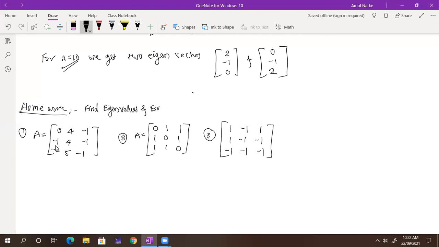Sir, what is the 3-1 element for the first question? Third row, first column you are talking about, no? Yes, sir. It is -2. Then -2, 5, -1.